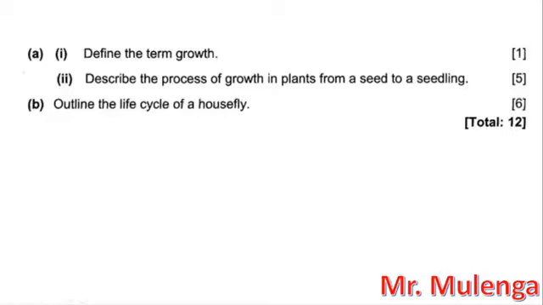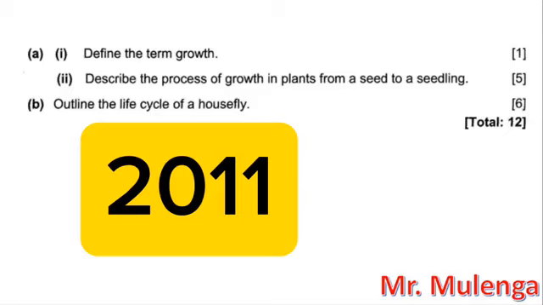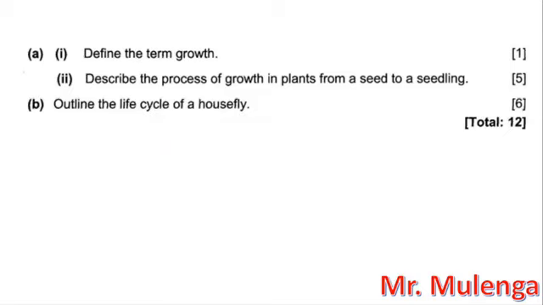To another biology presentation. In this presentation, we are answering a question that came in Biology Paper 2 for 2011. This question was in Section B, specifically question 6. Here we had questions A and B. Under question A, we have Roman numeral 1 and Roman numeral 2. We are going to start with Roman numeral 1.